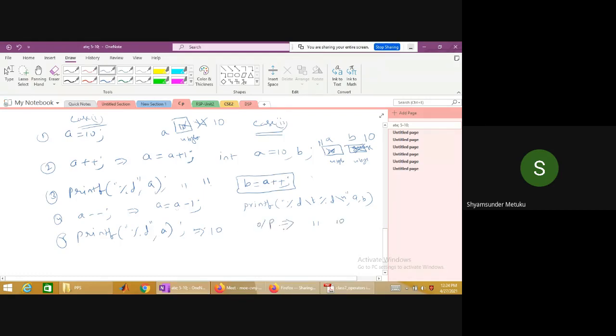Is it clear? Any doubts? If any doubts, please ask. It is called post increment. It means first you assign the variable value, then you increment the variable. The variable value was 10 before the increment, so B is assigned the value 10. Then A is incremented to 11 and you print the values of A and B. So A is 11 and B is equal to 10. Is it okay?